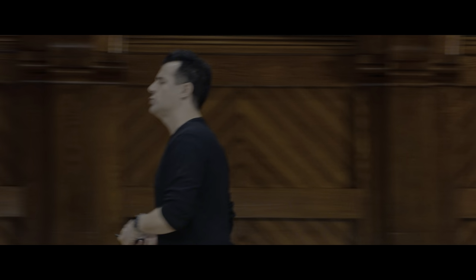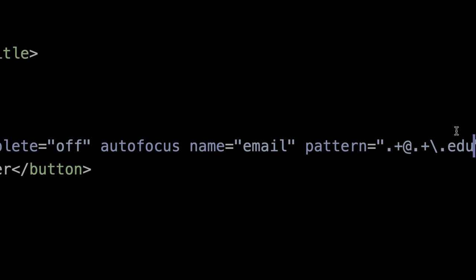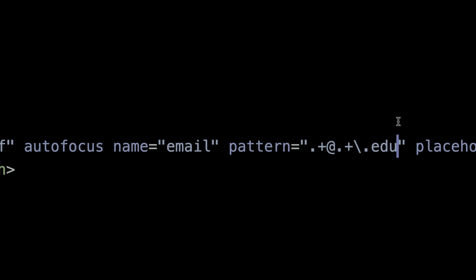So what does that mean? Well, let me go over to VS Code again. And let me zoom in on the pattern I used. And it would seem that, in this case, a dot represents any character. Plus means one or more. So one or more characters to the left of an at sign, then literally the at sign. Then another dot plus means one or more characters to the right of the at sign. But the whole thing has to end in .edu.